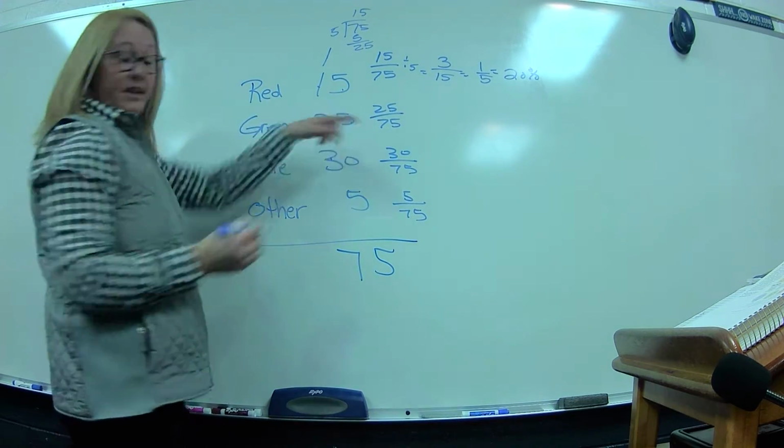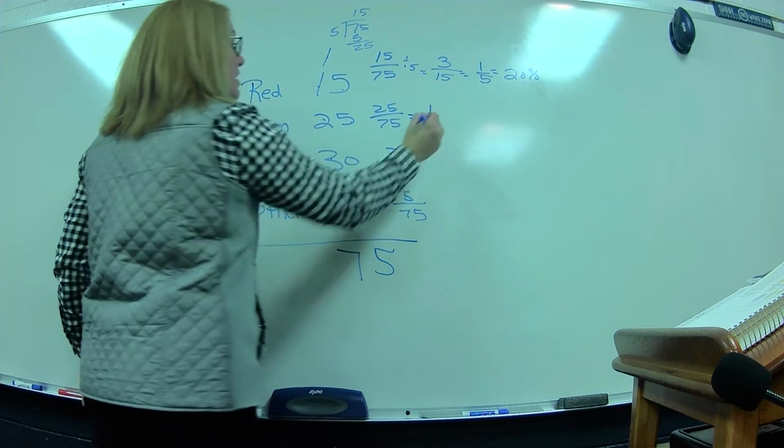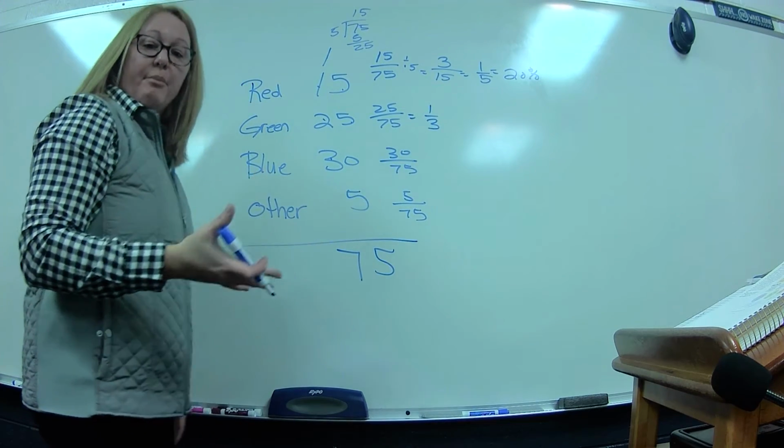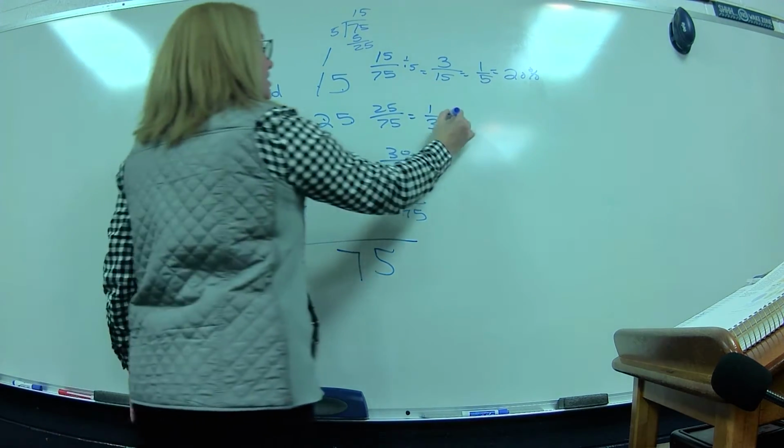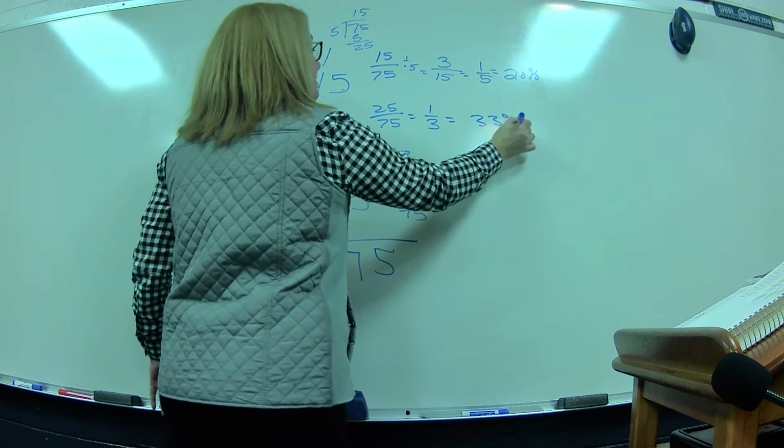Alright, so 25/75 would go to 1/3. It's 33 1/3, but if we want to do it just to the whole numbers, we're going to say 33%.